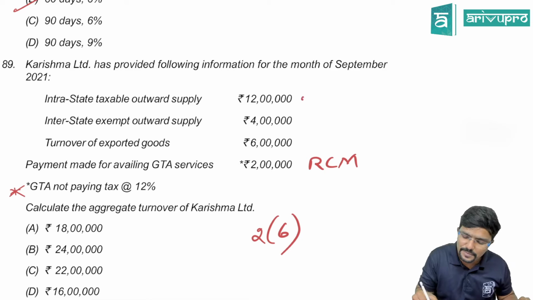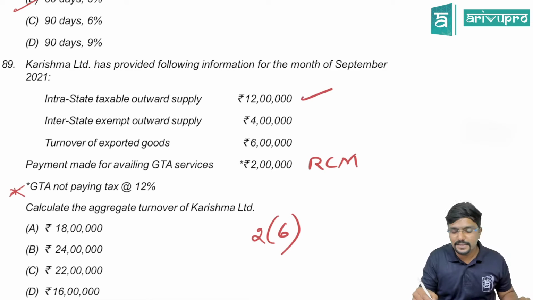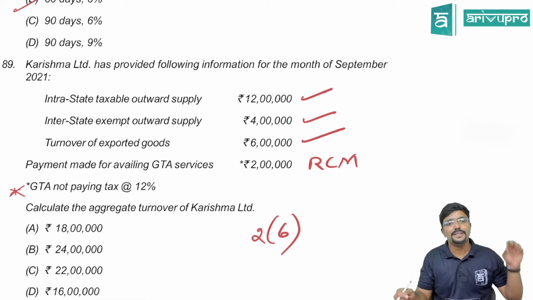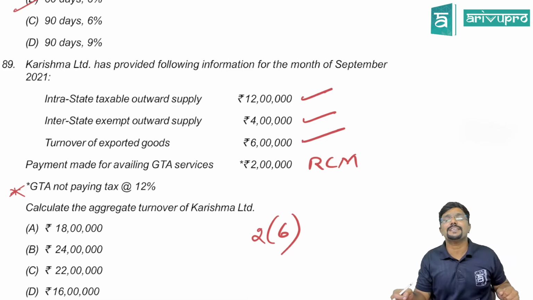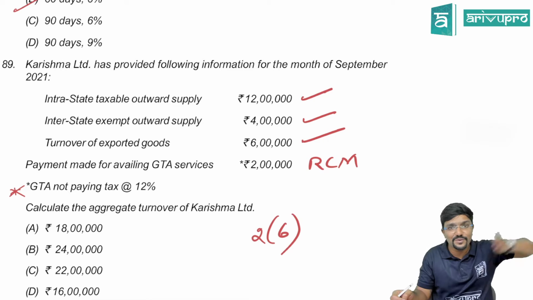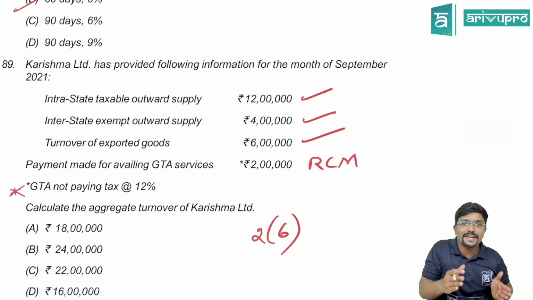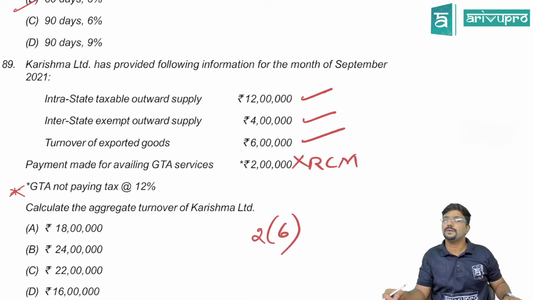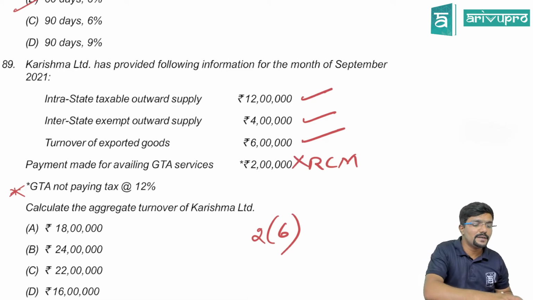Intrastate taxable outward supply? Yes, sir. Exempt outward supply? Yes, sir. Then turnover of exported goods? Yes, sir. Then inward supply on which tax is payable on RCM, will it be counted? No, it will be counted as supply in the aggregate turnover of the supplier. For me, it is inward supply because aggregate turnover includes only outward supply. So is it a part of your aggregate turnover? No.